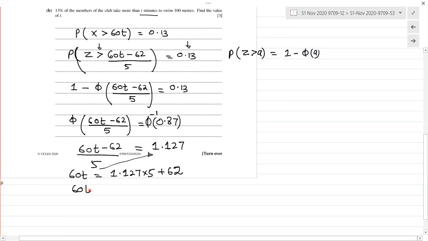And we get 60t is equal to, what value do we get? We get 67.635. So t is equal to 67.635 divided by 60, and we get t as 1.127, which is 1.13, correct to 3 significant figures. And that is our answer to the second part.